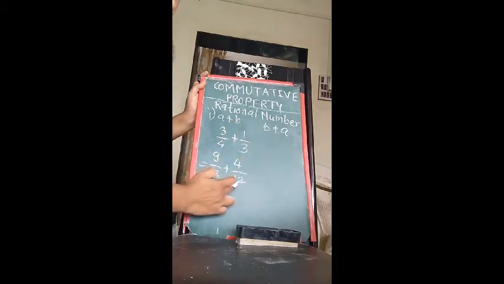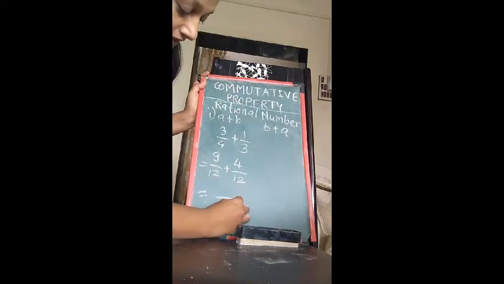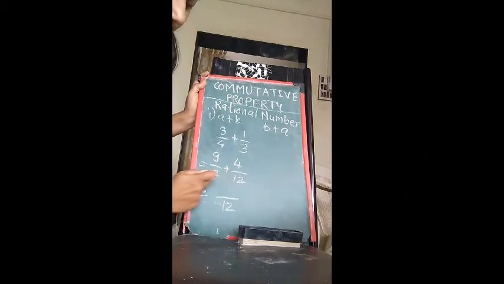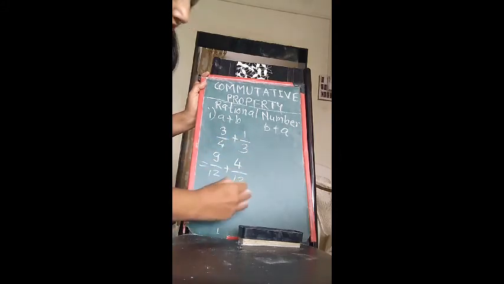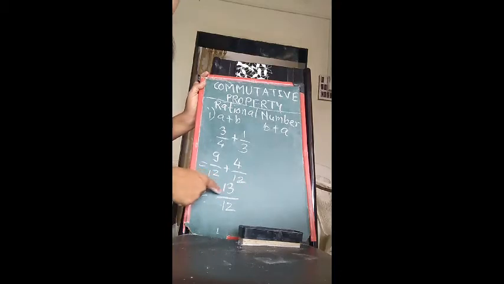Don't add the two denominators, it will not come as 1. The denominator is 12, because both the numbers have the same denominator, so we write this 12 once only. And we have to add 9 plus 4. 9 plus 4, what is the answer? Yes, 13. So our answer came as 13 divided by 12.